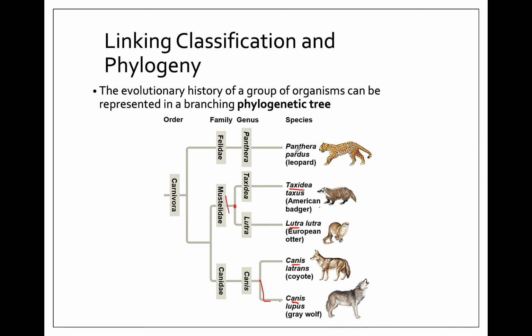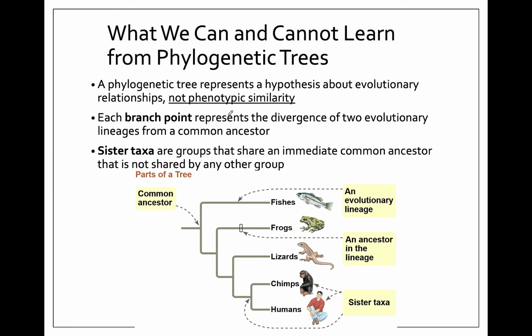And then up here we've got the panther, and it's not very closely related to any of these, but if you follow it back, they're all in the same order of Carnivora. So the further back on the tree you go, the larger the grouping to capture everybody into the classification taxa. So this is going to be kind of the anatomy of a phylogenetic tree.